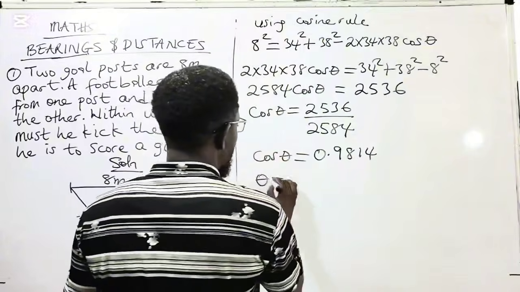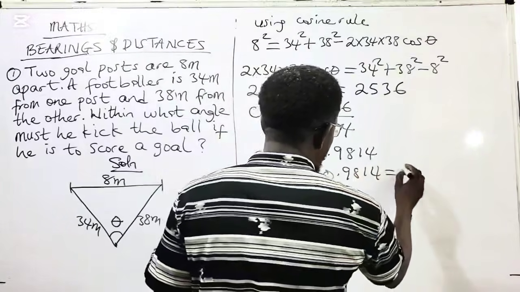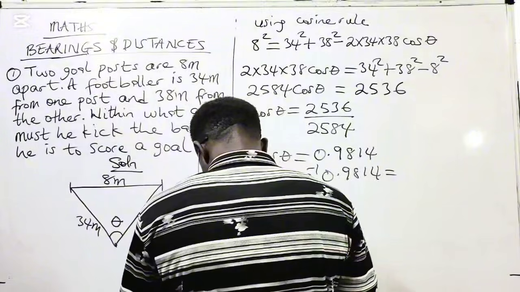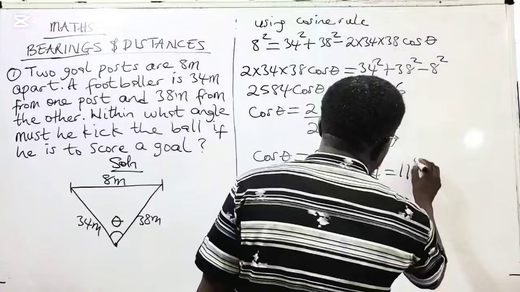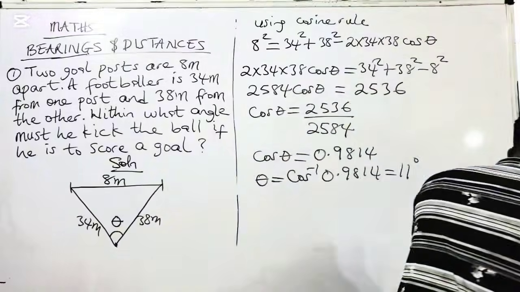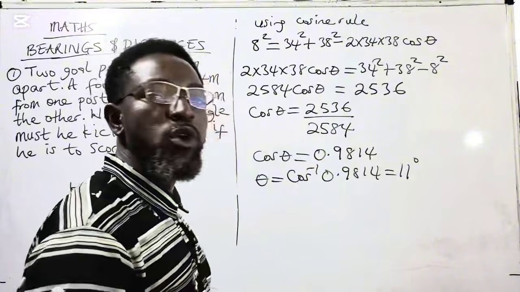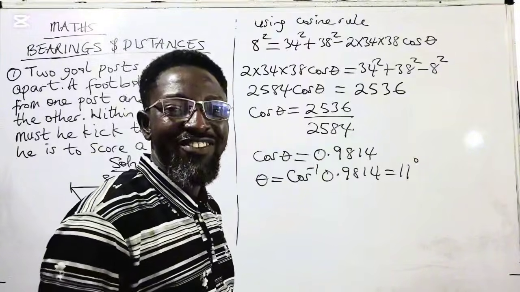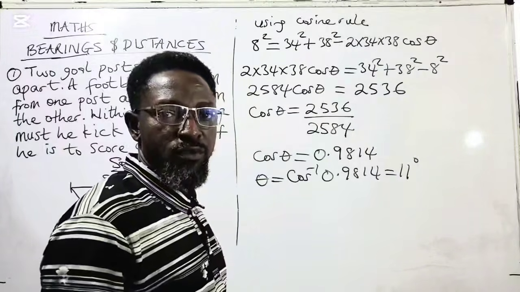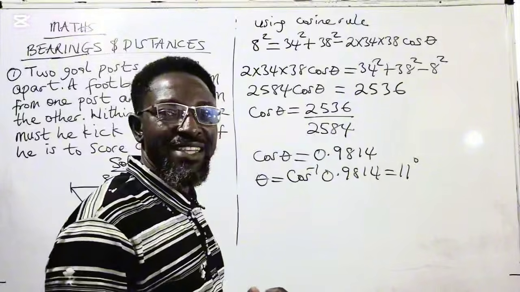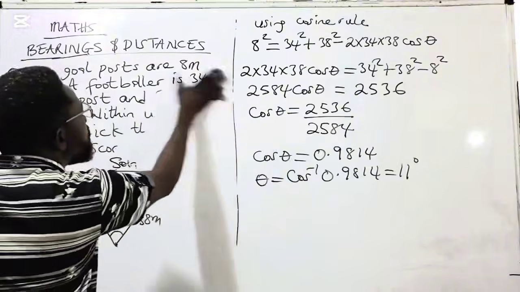So theta will now be the cos inverse of 0.9814, and that will be about 11 degrees. So that is the angle within which he's going to kick that ball if he must score a goal. It's not something that is difficult. Bearing and distances is not a difficult topic. Follow me closely. There are some interesting examples I'm going to show you today in this series, different from what we did in our previous class.